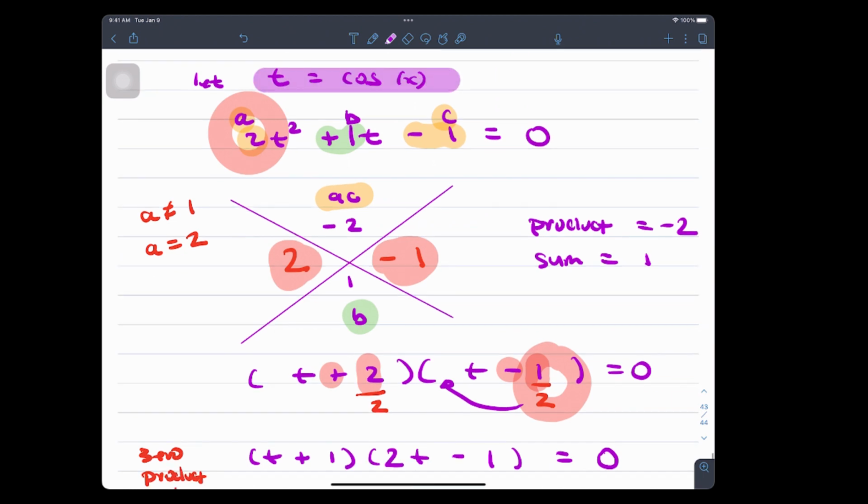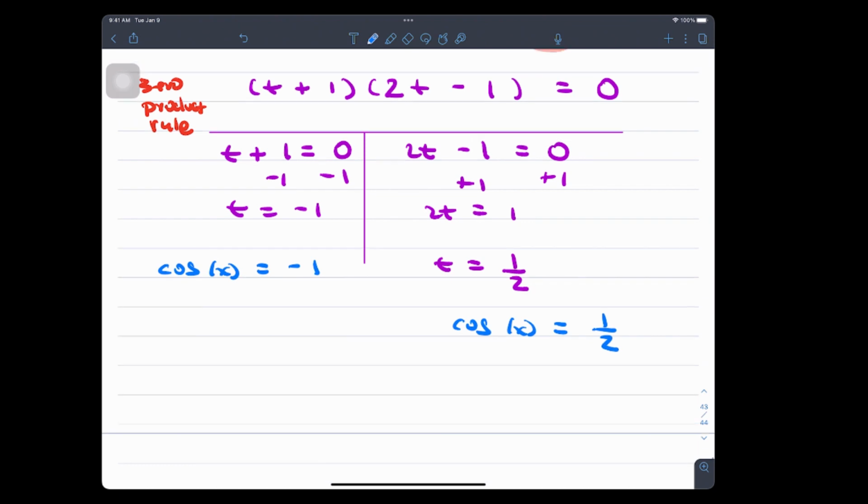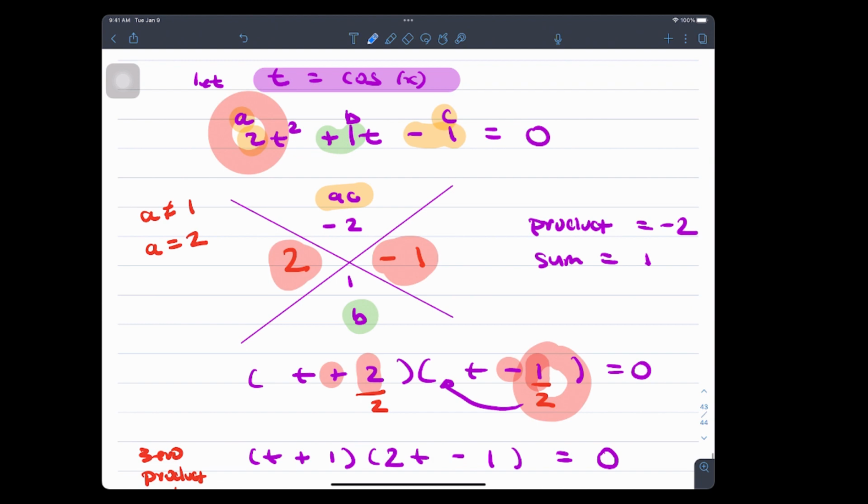Cosine. Okay, so what you have is now cosine is negative 1, and we have cosine is positive 1/2. Okay? So you just factor this after you did your substitution.